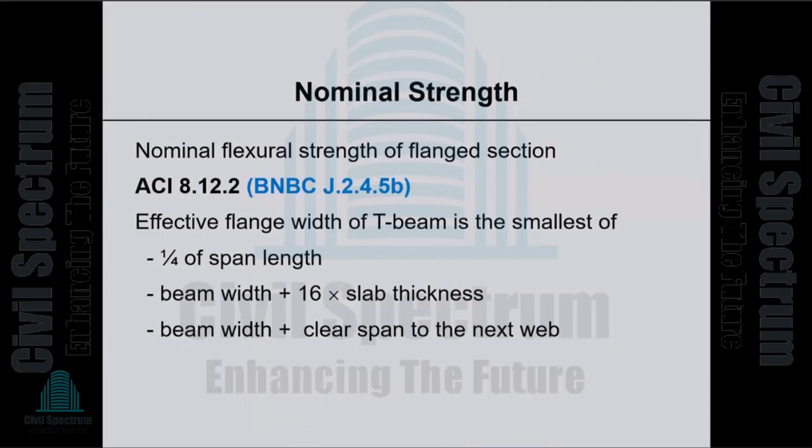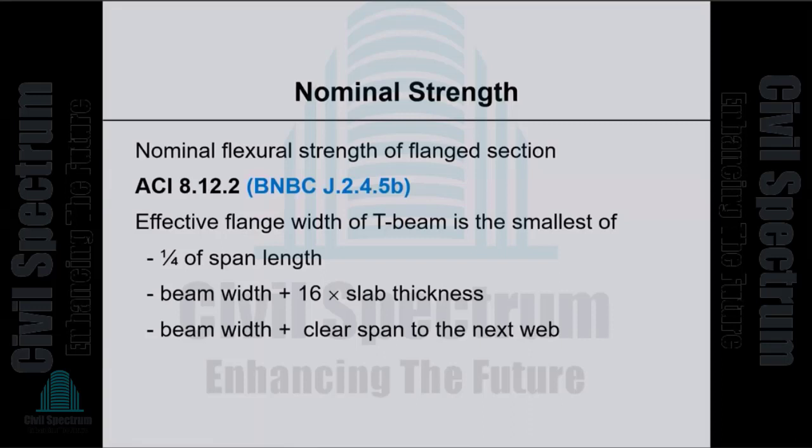ACI 318 as well as B and BC gives you the effective flange width that you should use in calculations. The B and BC provisions are, for whatever reason, in Appendix J, not in the main body, if I can call it that.